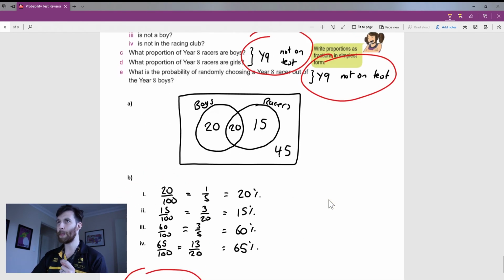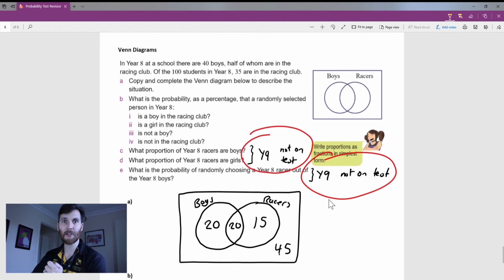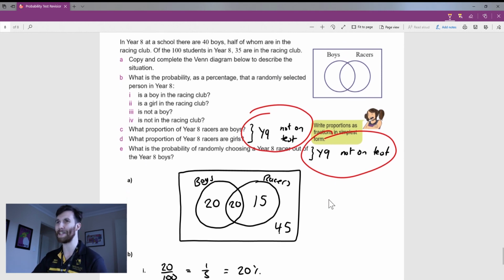And I think we're on the last page. That's exciting. Congratulations if you've managed to stick with me until this point.